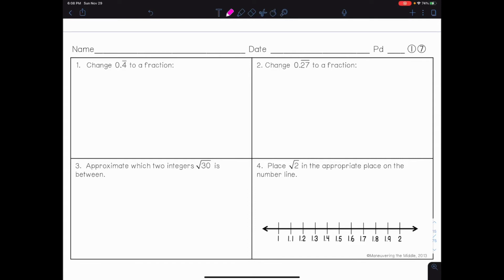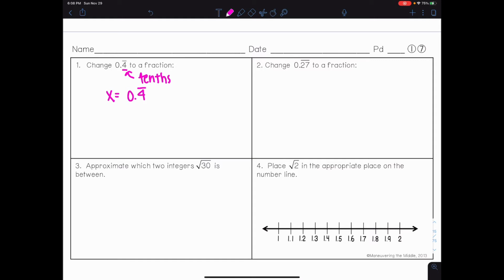All right, bell work day 17, change 0.4 repeating to a fraction. So we've learned this before. All you need to do is see which place value your decimal starts repeating or ends its repeating. So this one stops repeating in the tens place. Since it stops repeating in the tens place, we're going to set it first equal to x.